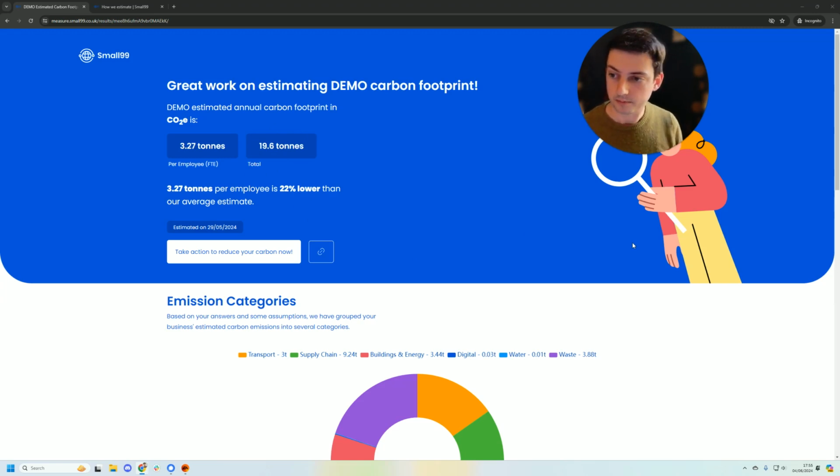a year period. If we then come down, we see the per employee figure being used again to compare as a benchmark against others in our database to give you an idea of where you sit compared to others that are similar size to you. This is the benefit of the per employee figure, is that it allows even a very large organisation and a very small organisation to compare their total footprint.